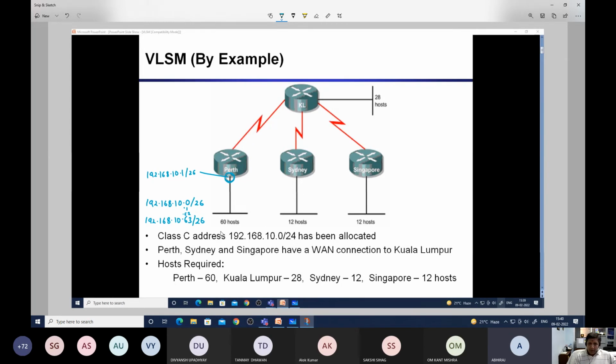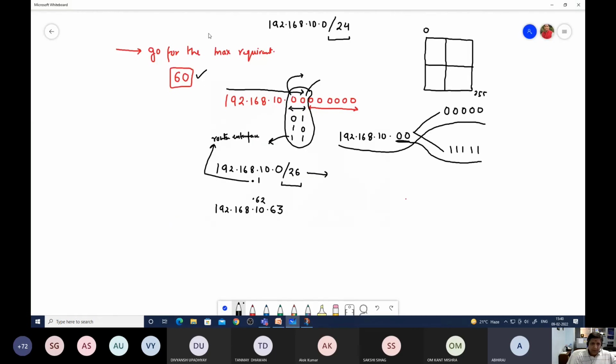Similarly, the next biggest requirement is what? 28 hosts. The next requirement is 28 hosts. Now again, just see the process. This was 0 to 255, the whole address space. We have utilized the first partition completely, meaning 192.168.10.00 is done.